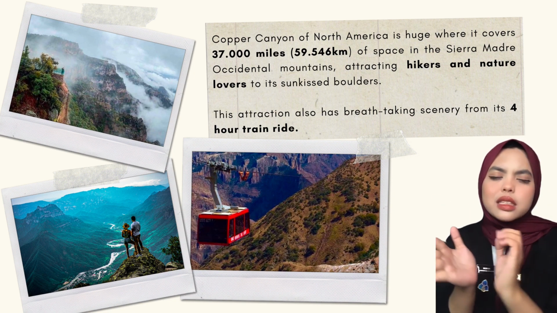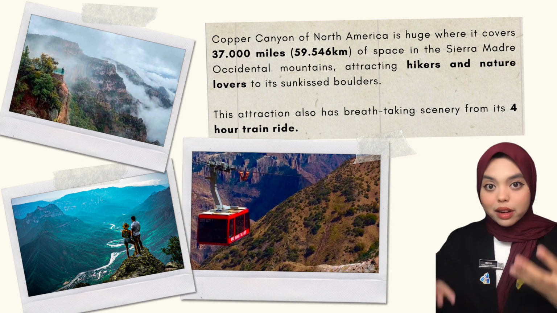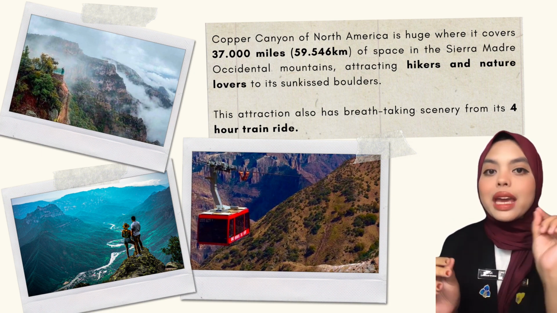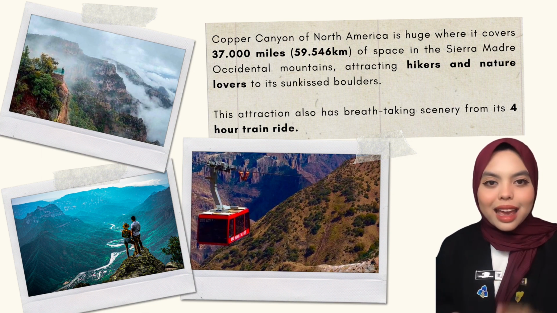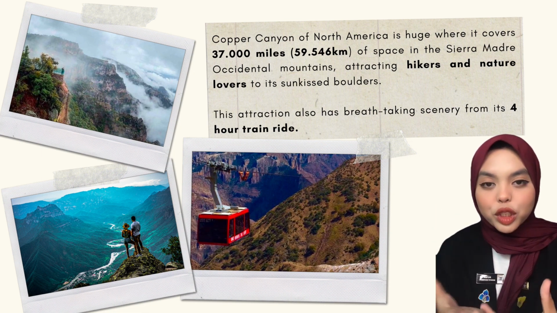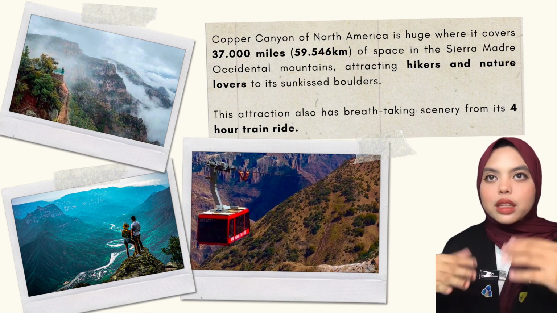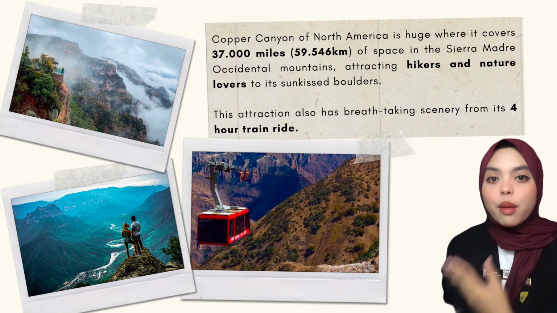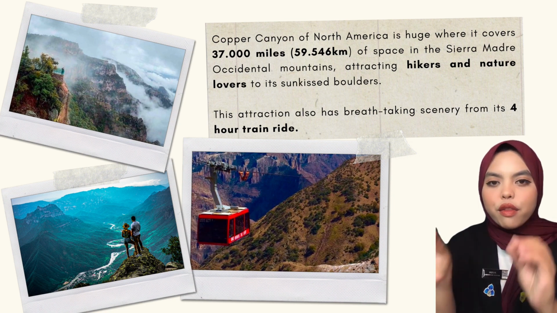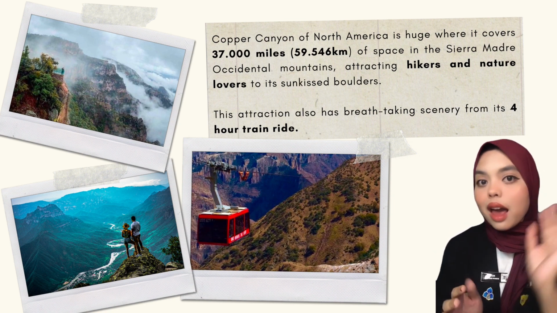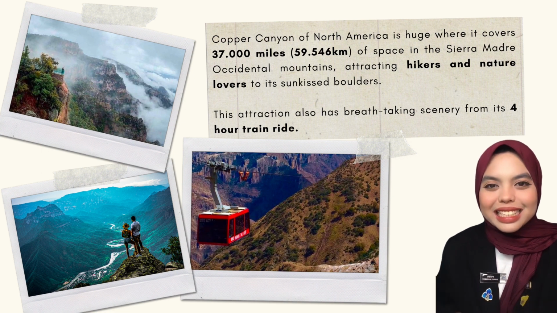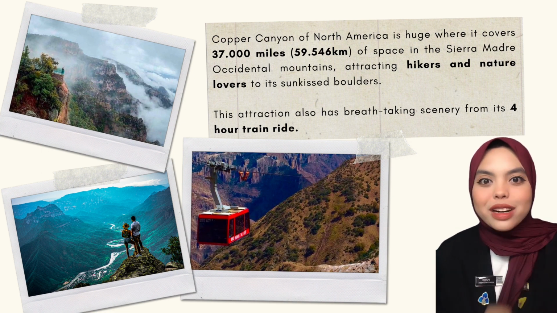What makes this canyon so spectacular is the variety of ecosystems scattered all over due to its vertigo-inducing height and depth. There are suspension bridges, rock climbing terrain, and also abseiling activities. At the upper part there is a thick forest of oak, palm, and elder trees. This attraction also has breathtaking scenery from its 4-hour train ride.